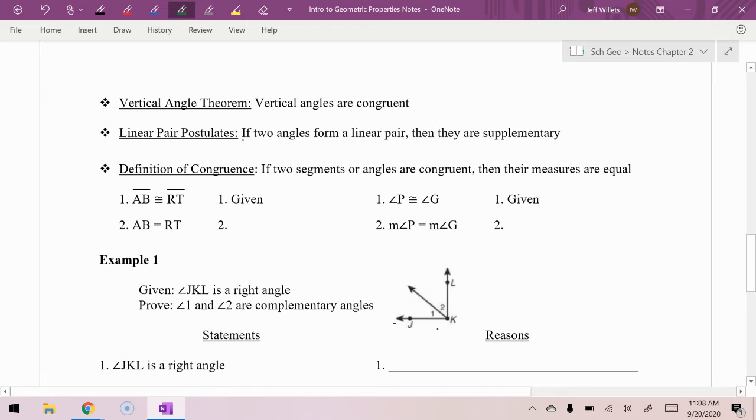The linear pair postulate, which should not be plural, says if two angles form a linear pair, then they are supplementary, which remember means they add up to 180.